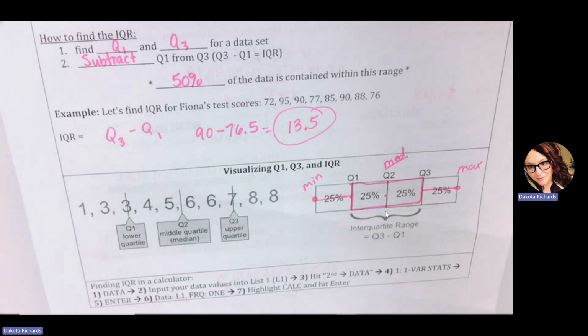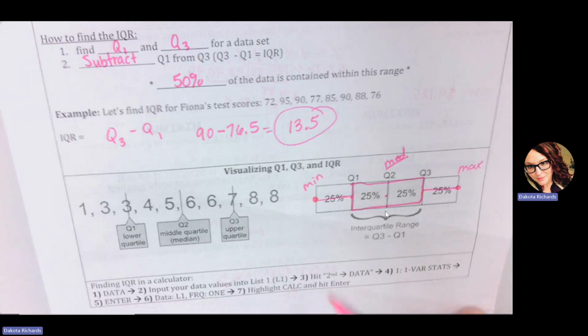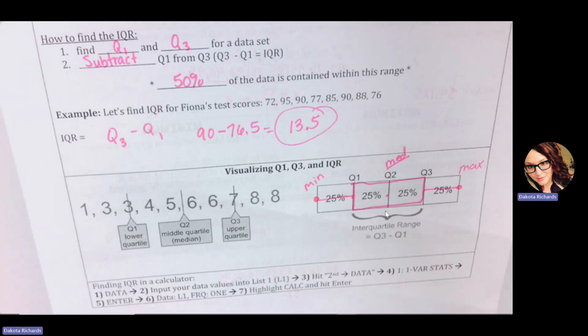All right. If you want to find the IQR in your calculator, you go to data, you input your data values in the list, you hit second data, first variation stats, enter, and then you hit data L1, and then you highlight calc and hit enter. I think it's much easier to find this information on Desmos, and there's a nice video in Canvas from yesterday that shows you this. Okay, so those are the notes for today.